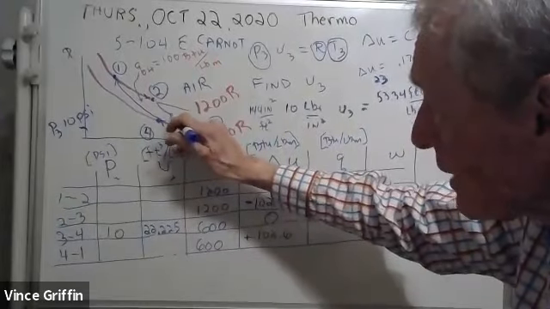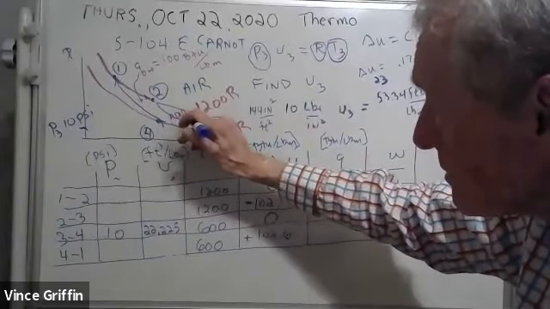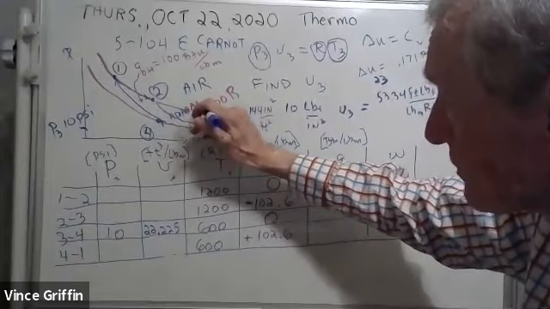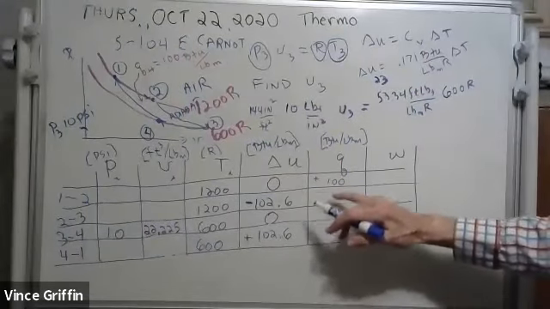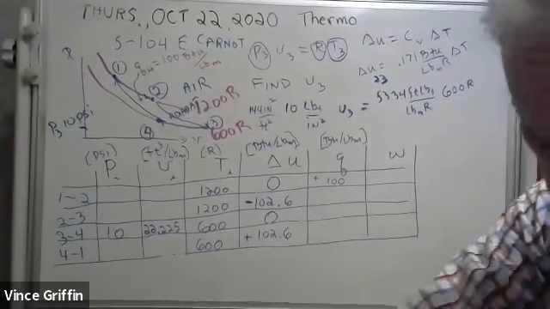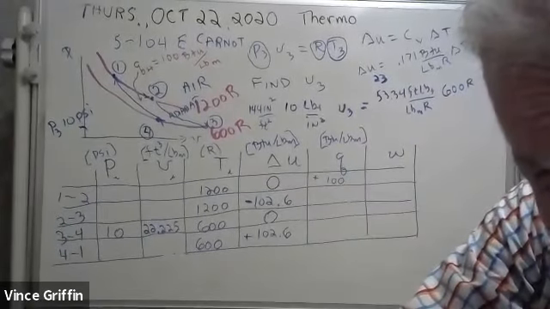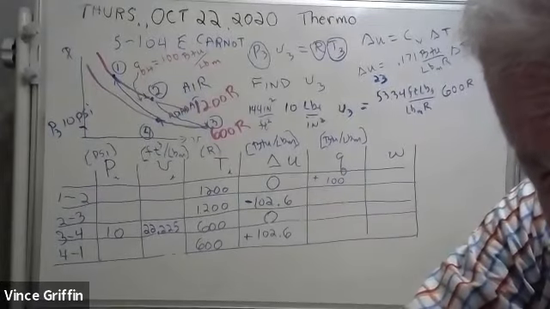These are adiabats. They don't have any heat transfer. So a couple of these Q's are zeros. Which ones are they? Let me ask one of my excellent students here.